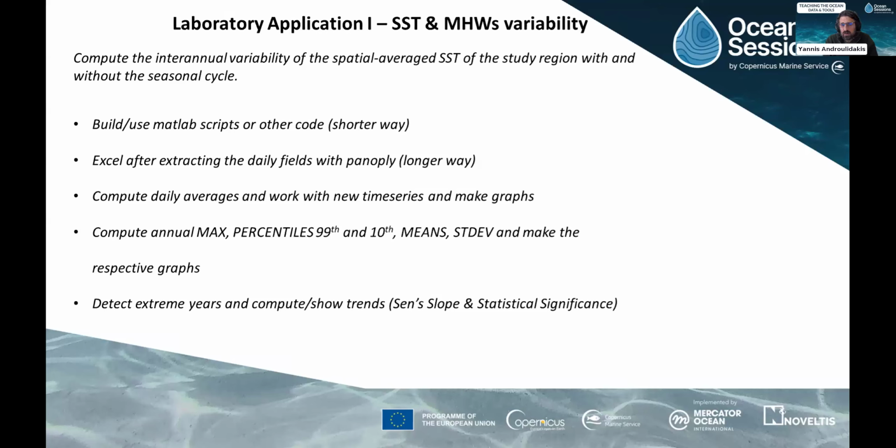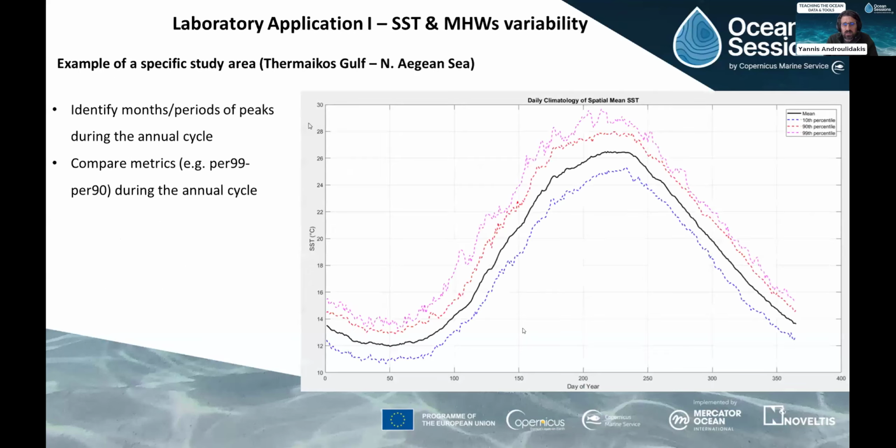So they compute several statistical metrics, and they also produce some climatologies, and finally they can detect the extreme years during their time series, and also compute trends and the respective statistical significance. This is an example, a coastal area in North Aegean. This is from a student's project.